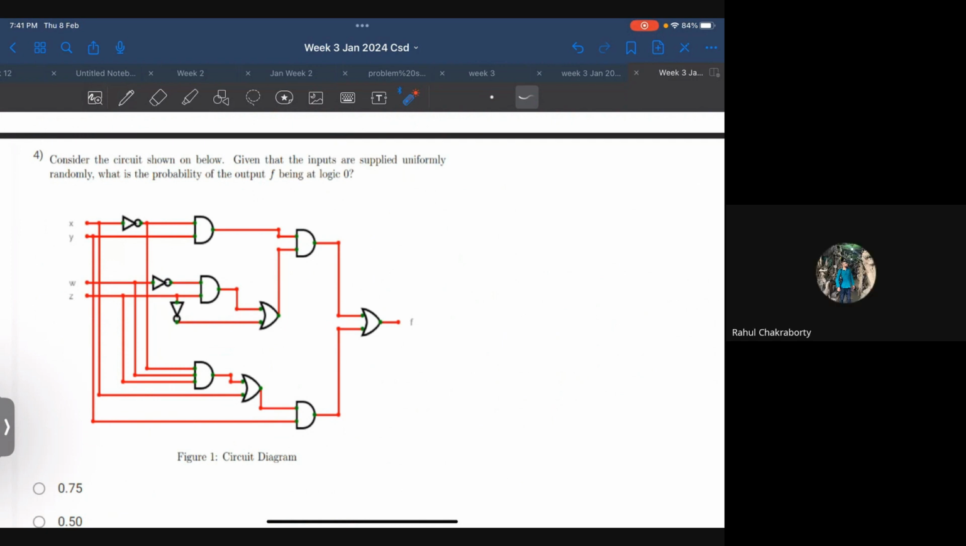So first you have to make the entire truth table of the whole circuit, right? Not make the entire truth table. You have to just solve the Boolean expression. That's it. Can you please explain the problem statement first?